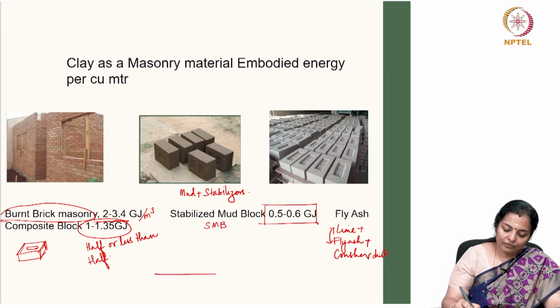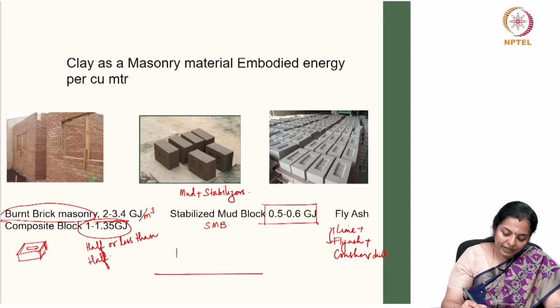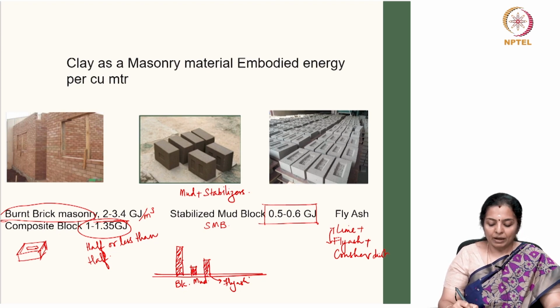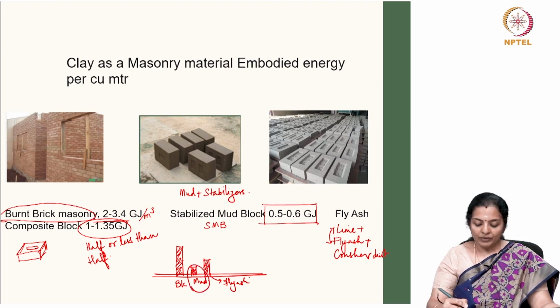So, if the embodied energy of brick masonry is 2 to 3 gigajoules per meter cube, stabilized mud block is 0.5 and fly ash is 1 approximately. So, you can imagine how much reduction in embodied energy can take place by using renewable material or composite renewable material.